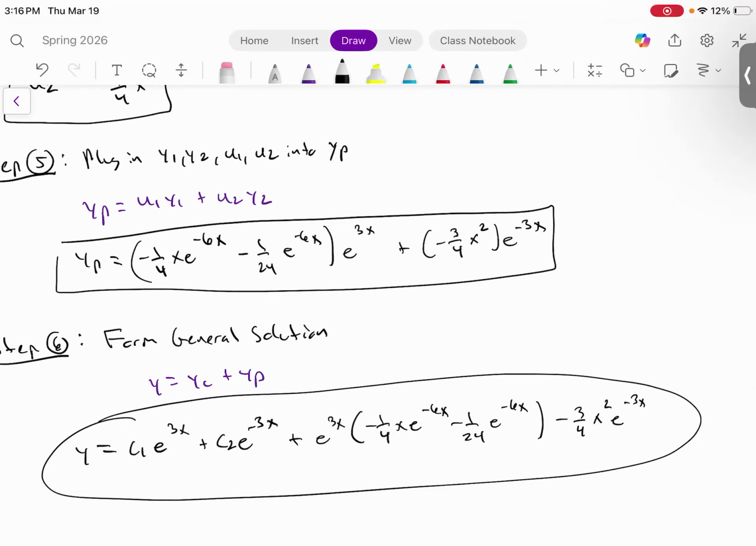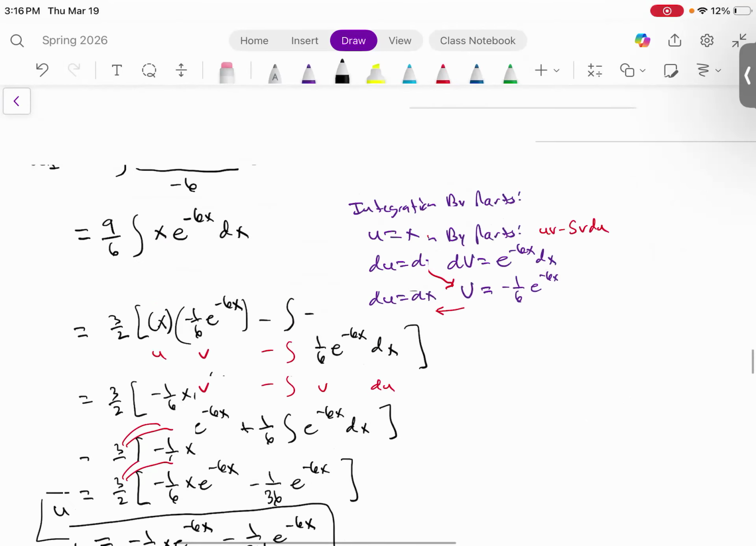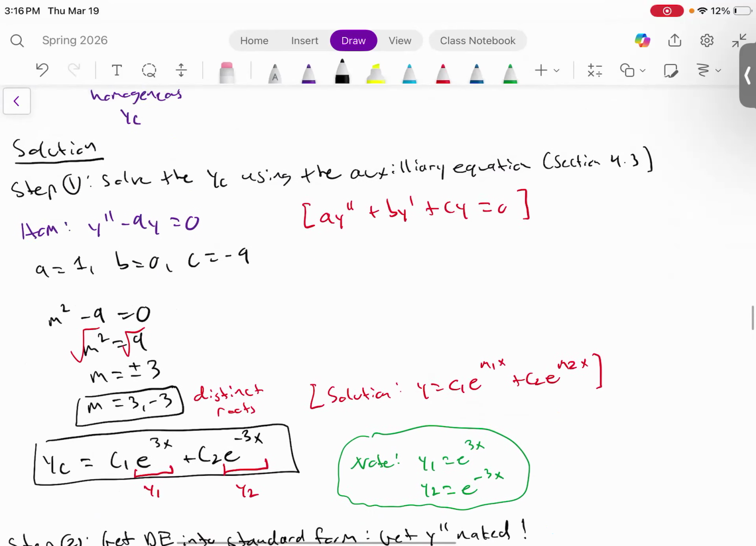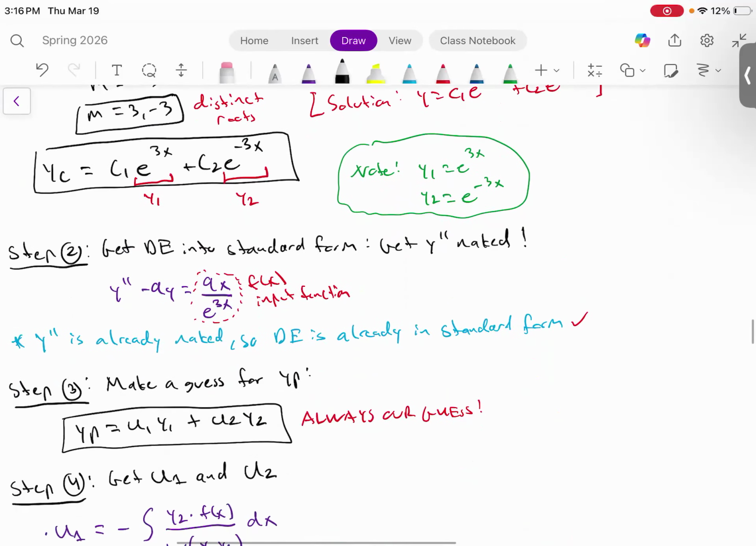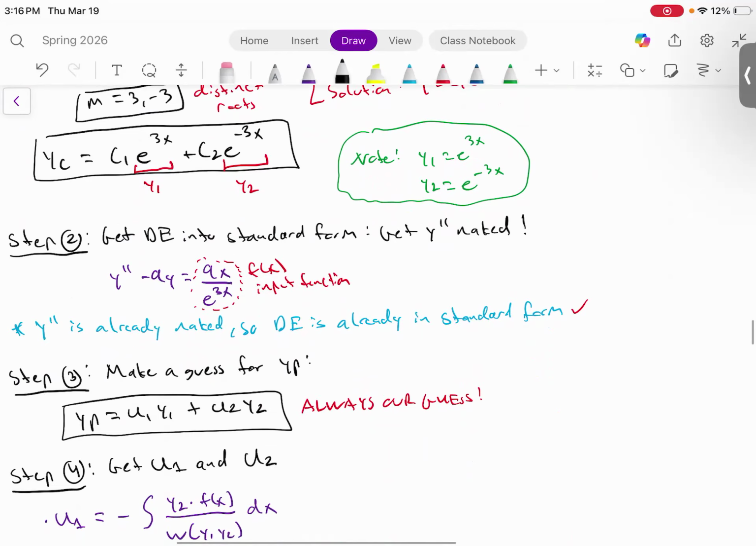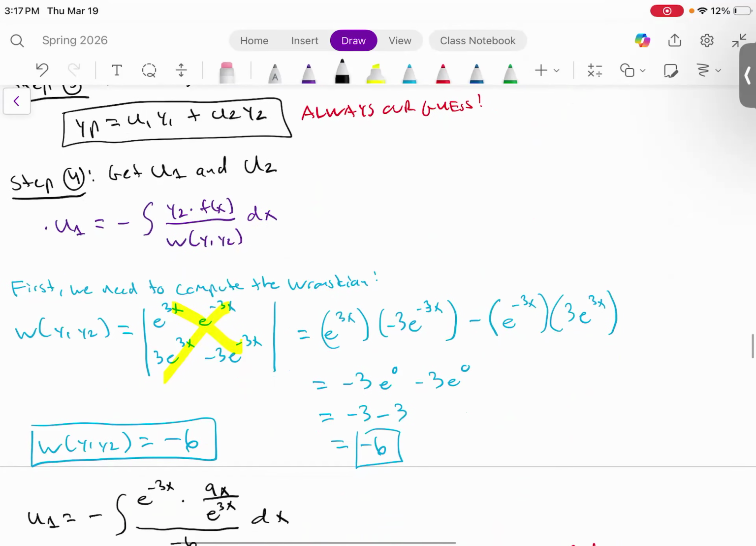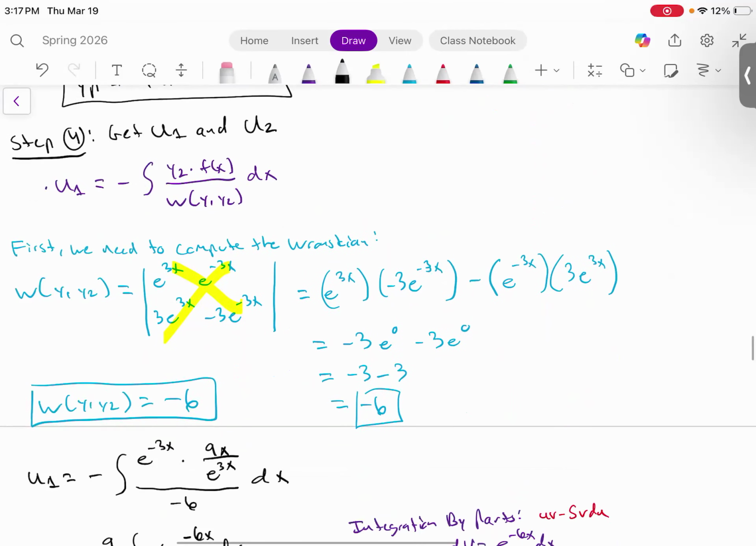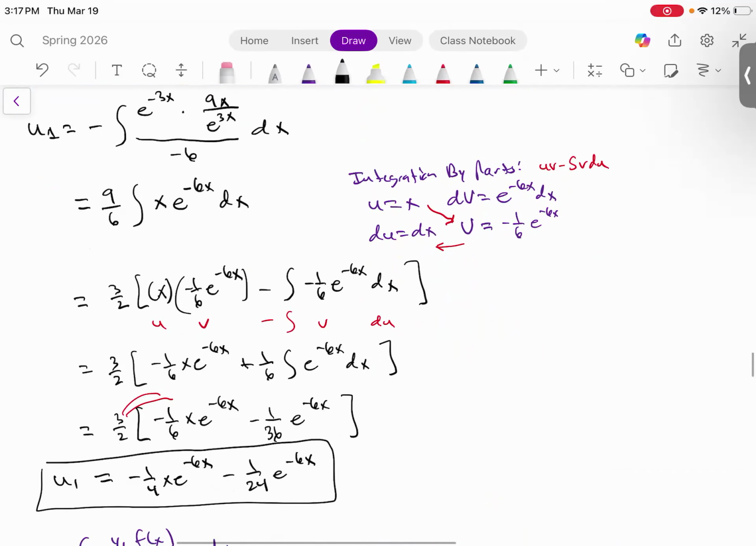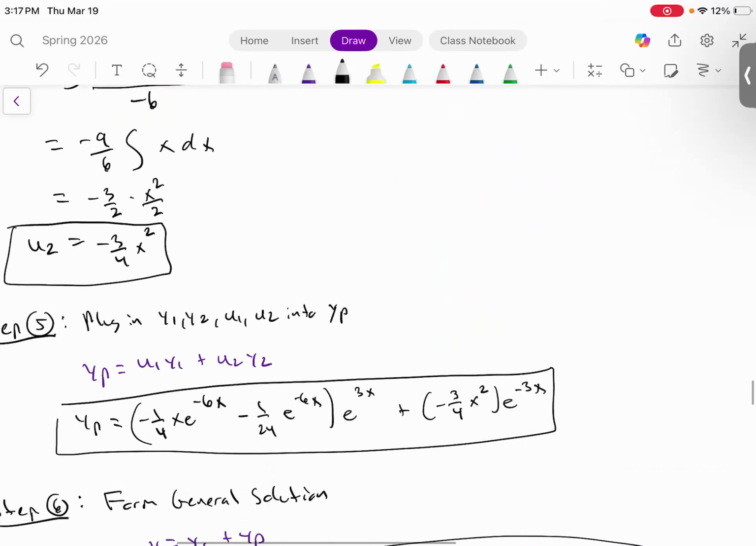Okay, so another long problem. These take a while. So just take your time, make sure you're integrating correctly. The complementary is always the easiest part, so take care of that business first. Make sure you're in standard form. Make sure you're integrating correctly. Make sure you're getting the Wronskian correctly and getting U1 and U2 done correctly.